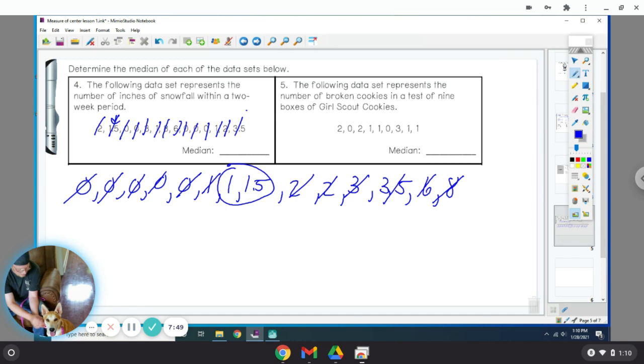And to make sure that I didn't mess up, I'm going to count the numbers here. There's 1, 2, 3, 4, 5, 6, and 1, 2, 3, 4, 5, 6. So good, that means I did it correctly and there's the same number on both sides. So 1 and 1.5 are my middle numbers. I want to find the middle of that, so I'm going to do 1 plus 1.5 and you get 2.5. I want to find the average of it, so I'm going to divide it by 2. 2.5 divided by 2 is 1.25. So my median is 1.25.